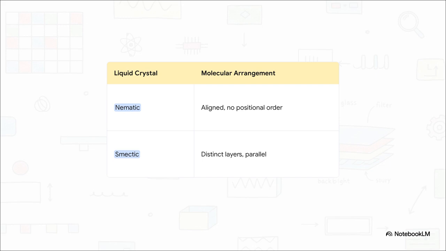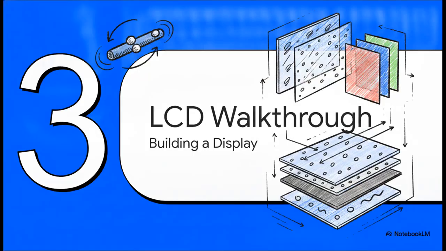In the Nematic phase, molecules are mostly aligned in the same general direction, but they don't have strict positional order. That means they can flow freely. We heavily favor the Nematic class for LCD displays. Why? Because they respond incredibly fast to an electric field, reorienting themselves rapidly and smoothly. All right, let's put this into practice in Section 3, the LCD walkthrough.